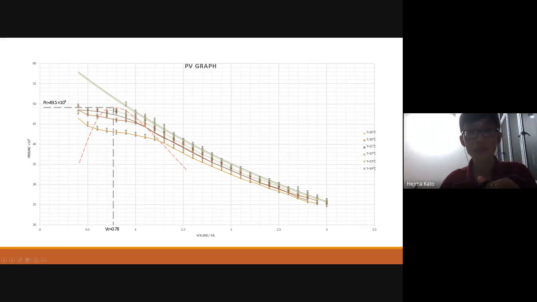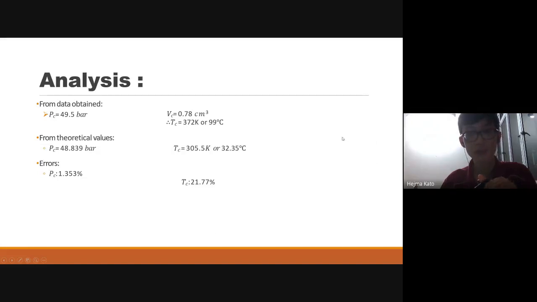So for the peak, we can estimate the critical pressure and the critical volume. From the data obtained, we found that our critical pressure is 49.5 bars, or 49.5 times 10 to the power 5 Pascal. From the critical volume, we obtain 0.78 centimeter cube, which corresponds to 99 degrees Celsius.